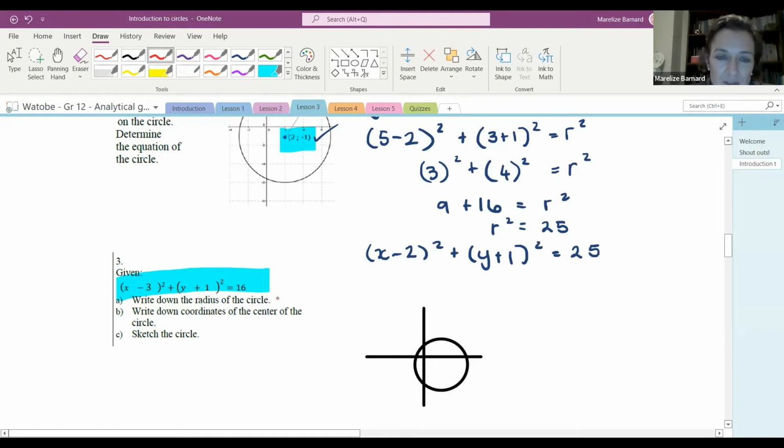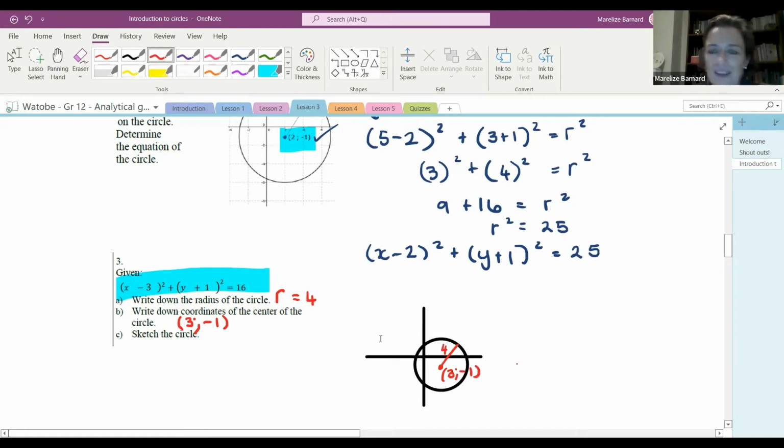Let's write down the radius of the circle. The radius is going to be 4. r squared is 16, so the radius is 4. Well done, everyone. I think most people got that one right. And then write down the coordinates of the center of the circle. The center of the circle will be (3, -1). And then draw a rough sketch of the circle. Our center will be more or less there, (3, -1), and then we also just need to indicate the radius is 4.